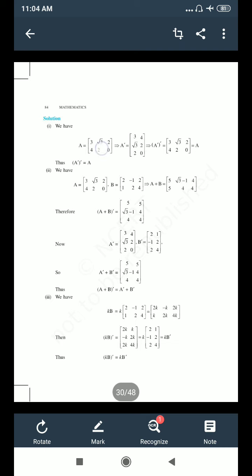Like transpose, you can take easily. Suppose it is given A, so A transpose is nothing. You just change your first row will become first column, and second row is second column. You again take the transpose, so what will happen? Its first column will become first row. So you're going to get the same thing.